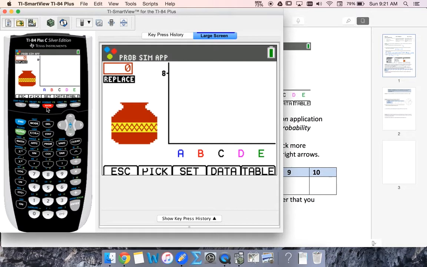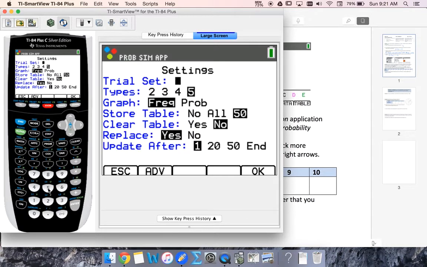And let's go into set because we want to make sure that we're picking 50 at a time. So we're picking 50 at a time, and the rest of this is fine. Say OK.